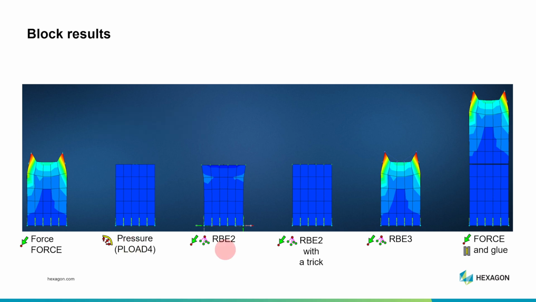The RBE2 gave us a little bit of a problem. The RBE2 was perfectly rigid, and so the sides of it weren't allowed to contract. But remember that as we pull up on this part, it should also narrow because of the Poisson effect. To get around that, I did a trick with the RBE2.